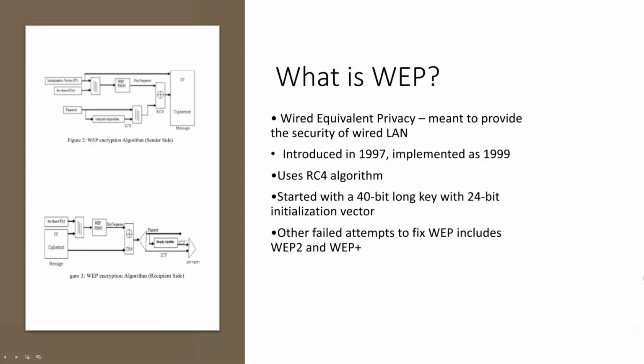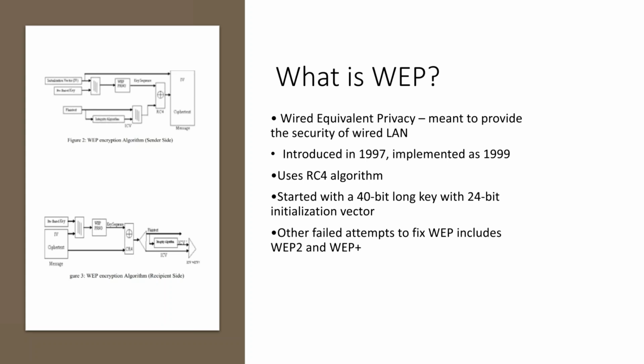So what is WEP? WEP is called the Wired Equivalency Privacy. It was meant to provide security of wired LAN with the accessibility of being wireless. It was introduced in 1997 and fully implemented in 1999. It uses the RC4 algorithm for encryption.